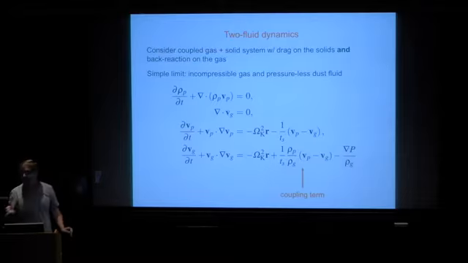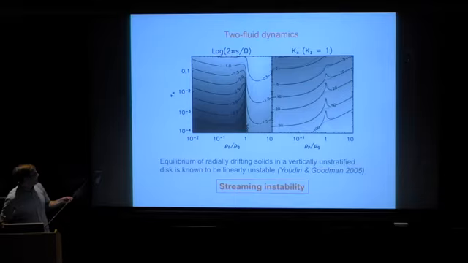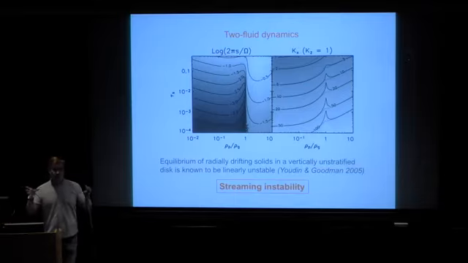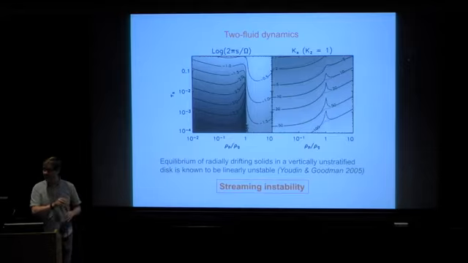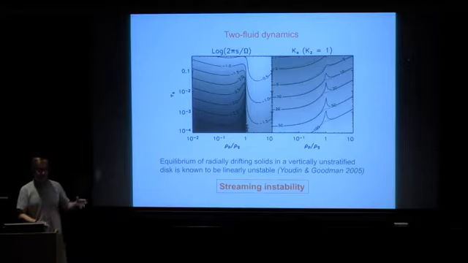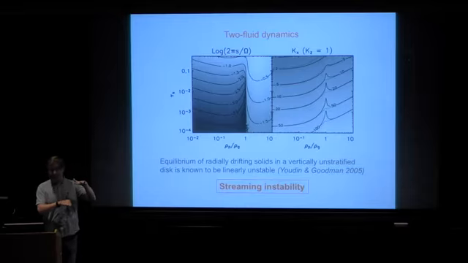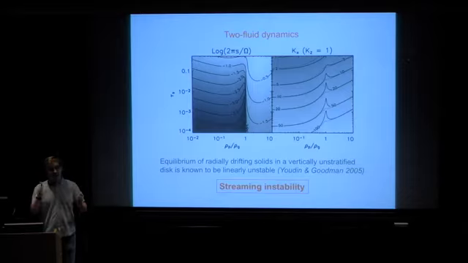It's obviously not the only limit you could consider for this kind of coupling. But in the disk circumstance, this one is particularly interesting because you can analyze the linear stability of an equilibrium of radially drifting solids within this approximation. So the state you're considering is an unstratified gas disk, so no vertical variation in density. You have gas, you have solids within that gas, and the background state has the gas moving at a different orbital speed than the solids.